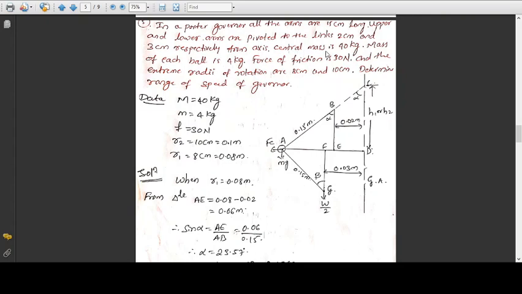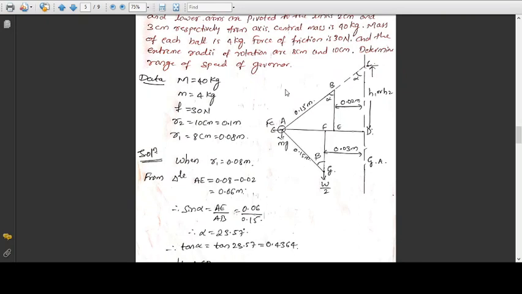The central mass is 40 kg and the mass of each ball is 4 kg. Force of friction is 30 Newton and the extreme radii of rotation are 8 centimeter and 10 centimeter. Determine the range of speed of the governor. So first we will try to list the given data.